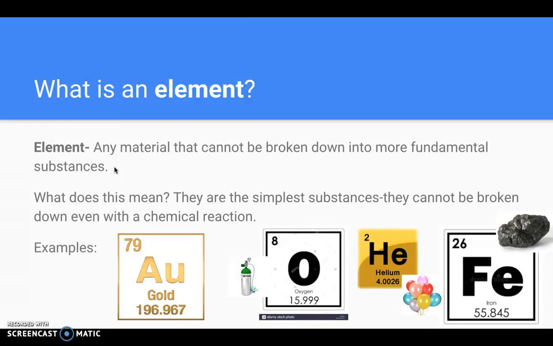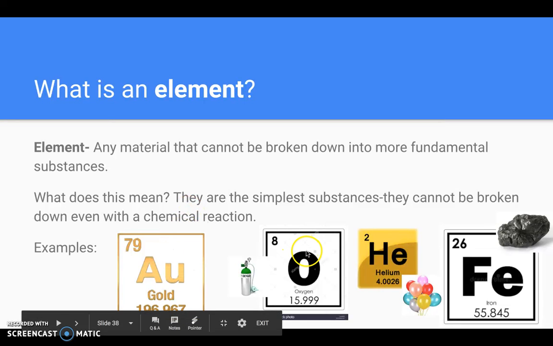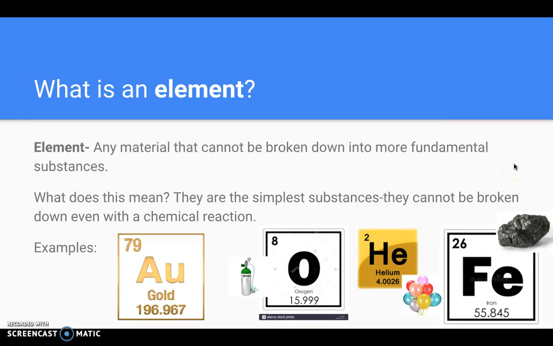It means that they're the simplest substances. They simply cannot be broken down, even with a chemical reaction. The main thing about elements is that they're found naturally on Earth, and some are man-made, but they still cannot be broken down any further. Some basic examples of elements that can be found on the periodic table are gold, oxygen, helium, and iron. When these atoms exist, that is just the basic that they can be. They cannot change into anything else.